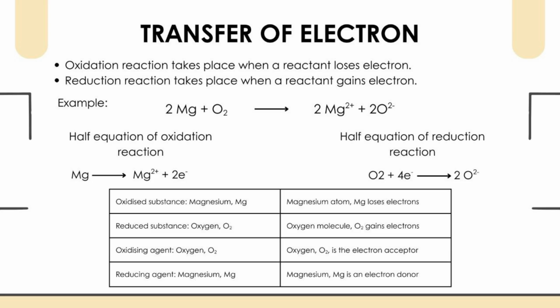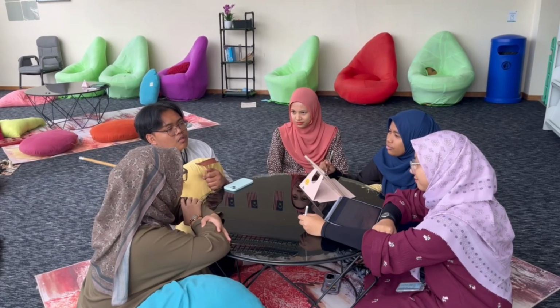Oxygen gains electrons, so oxygen is reduced. The half equation for reduction is oxygen plus 4 electrons turns into 2 oxide ions. Magnesium is the reducing agent because it donates electrons, while oxygen is the oxidizing agent because it accepts electrons. So, in summary, oxidation is loss of electrons, while reduction is gain of electrons.